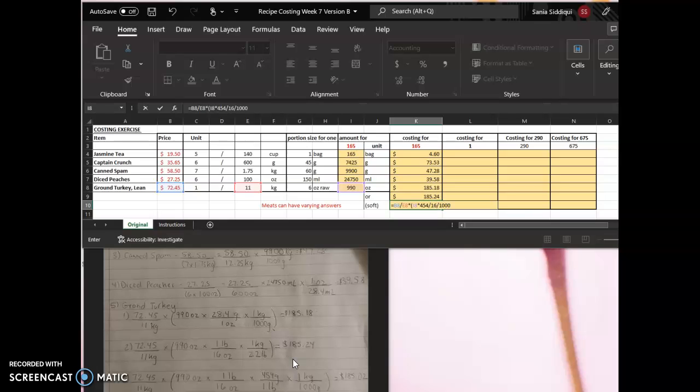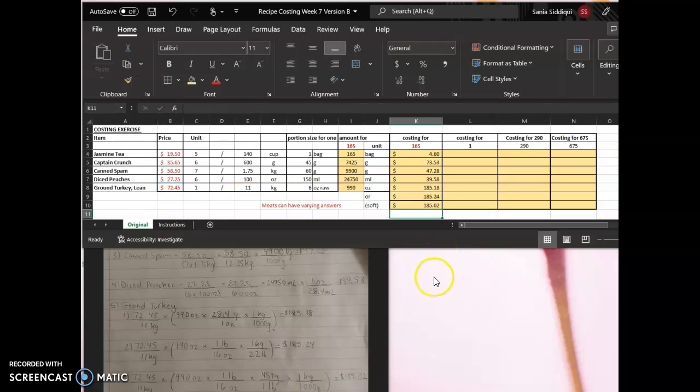So the process here is going from ounces to lb, which is by dividing it by 16, and then from ounces to grams by multiplying it by 454, and then from grams to kilograms by dividing it by 1,000. Now let's close our bracket and hit enter, and we get $185.02, and that matches up our handwritten calculations down here. Now let's move on to costing for one. So before we cost it for 165, now we're going to cost per one.